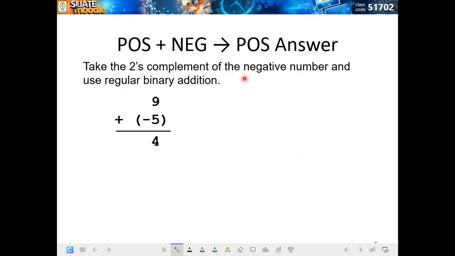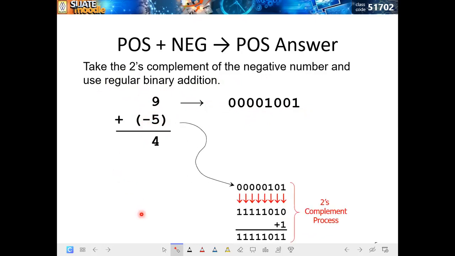Take the 2's complement of the negative number and use regular binary addition, it says. Because 9 is a positive number, you don't need to get the 2's complement value. Even if you get the 2's complement value, you will get the same one, this one. But you have to get the 2's complement value for -5, because it's a minus value.